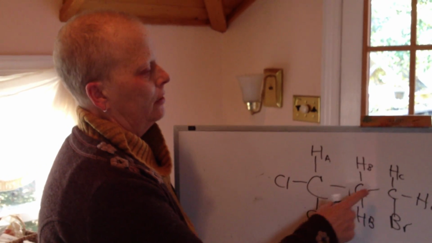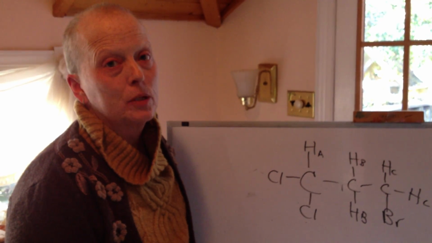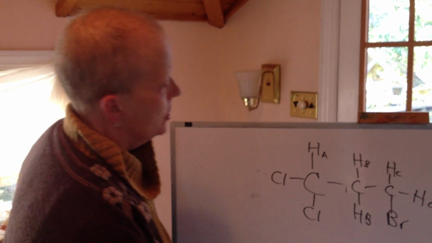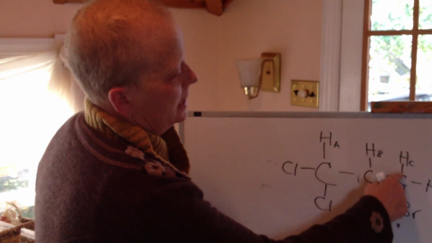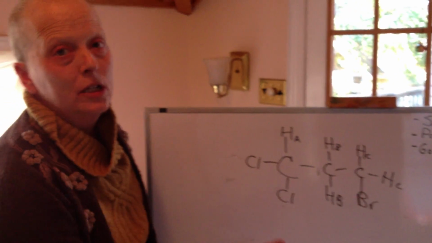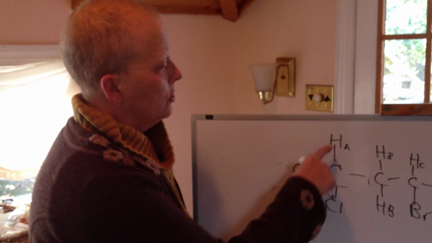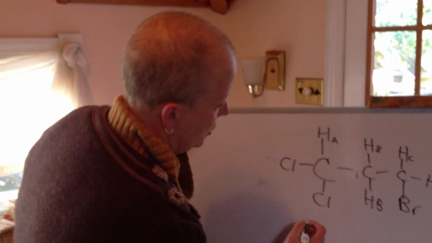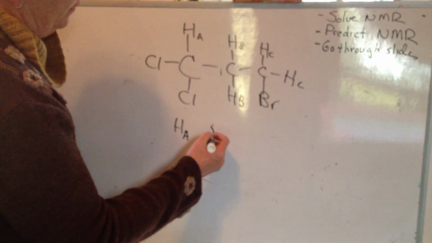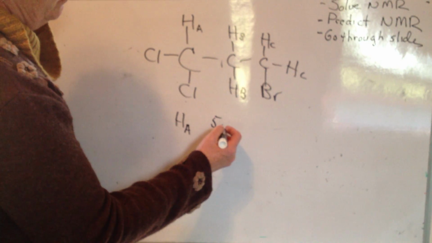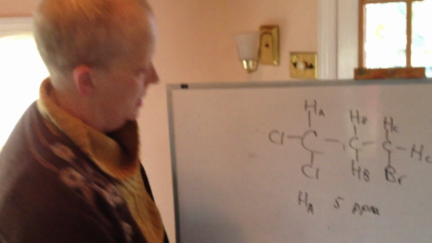So could you predict which hydrogens would be at the highest position in the NMR? And remember, one of the things we talked about was proximity to electronegative atoms. So if you're looking at this molecule, this hydrogen is 2 bonds away from 2 chlorines, and these hydrogens are 2 bonds away from 1 bromine. Chlorine is more electronegative than bromine, and the effects here are cumulative. So this hydrogen would be at the highest position. So HA would probably, I'm just predicting a little bit here, be at approximately 5 ppm. And remember, ppm are proportional to frequency.